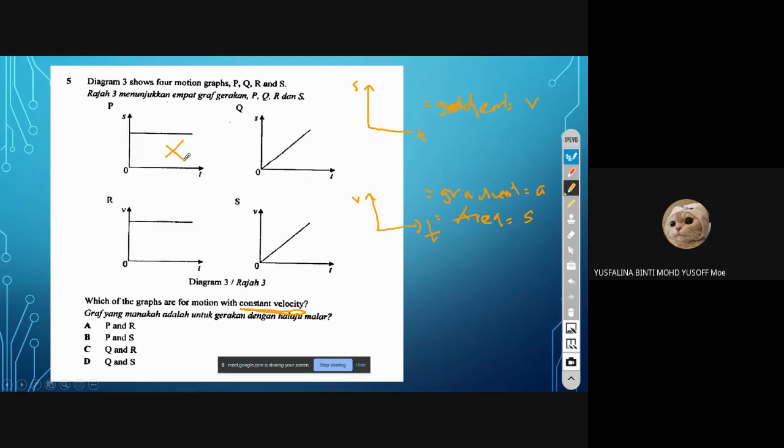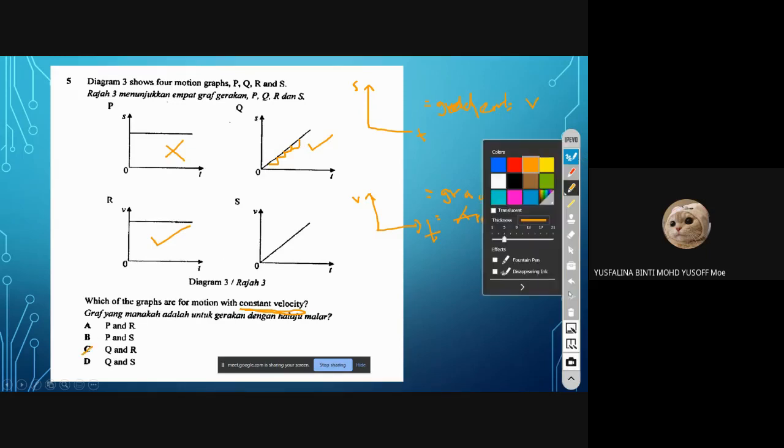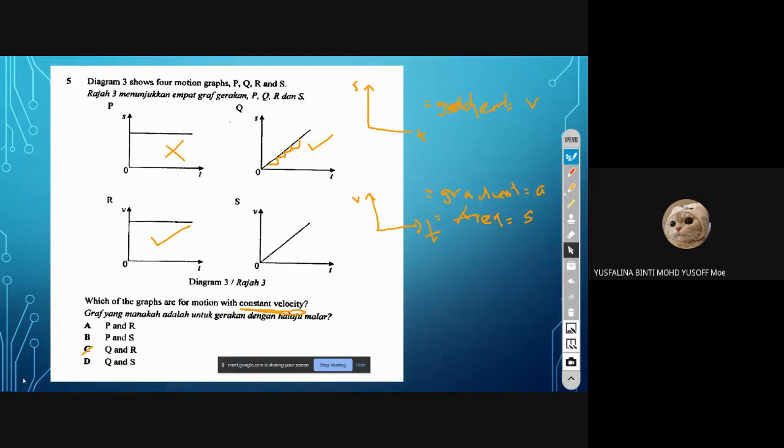For this one, if I draw a triangle, you can see the size is the same. That means the gradient is also the same, so the velocity is also the same, meaning constant. So Q is correct. For R, this one is easy. Velocity constant means it does not change. So Q and R, the answer should be C. Right, we move to the next question.